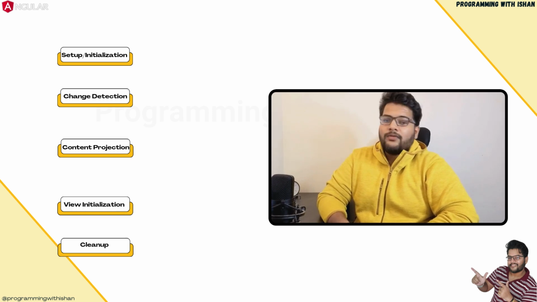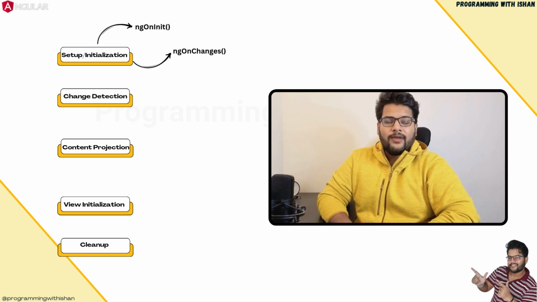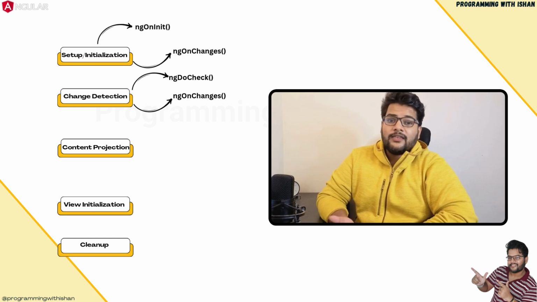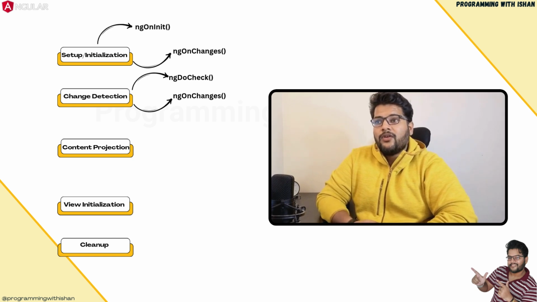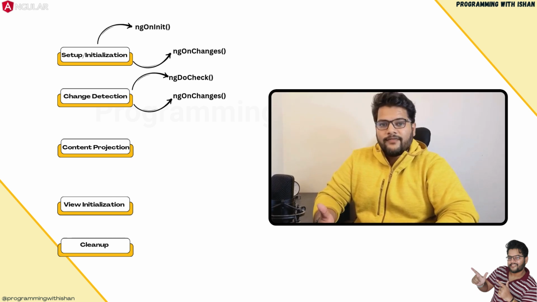Now to assign the lifecycle hooks to these categories, setup and initialization can have ngOnInit and ngOnChanges, because these two lifecycle hooks are responsible for the setup of initial data and configuration, as well as the changes in the input properties also getting reflected here. And then comes the change detection, so ngDoCheck, which runs on every change detection cycle, and then ngOnChanges can also be put in this category, because on the detection of a change in an input property, ngOnChanges gets fired, right?